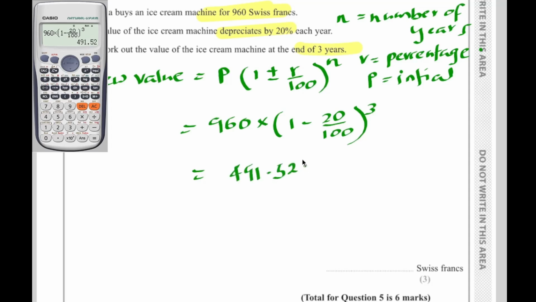Now, since we had been asked to leave our answer to any degree of accuracy, we can write it as it is. So, I'm writing 491.52.